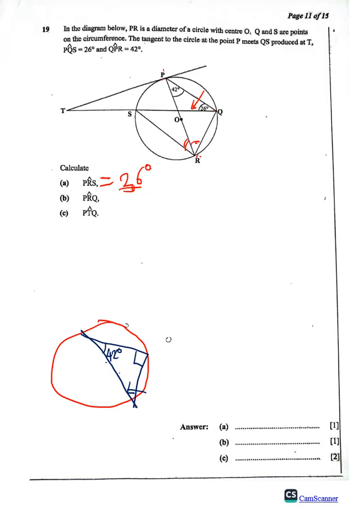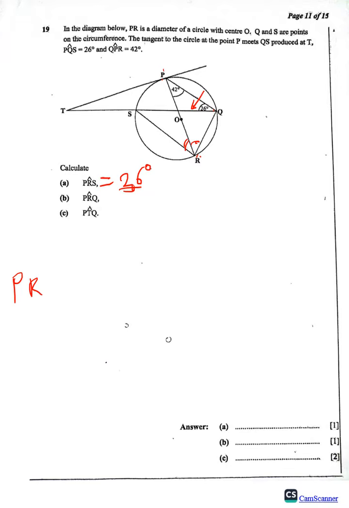So what this means is, for us to find angle PRQ is equal to 90 degrees minus 42 degrees. This will give us 48. So that is our answer, 48. So as long as you have the diameter there and you have been given this angle, for you to find this angle, just subtract the given angle from 90 degrees.